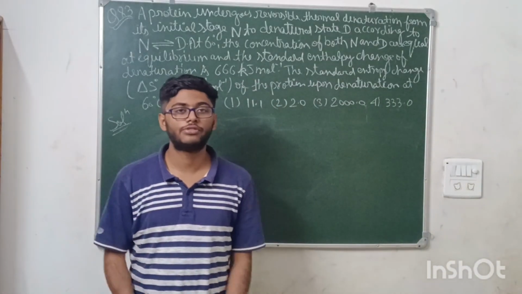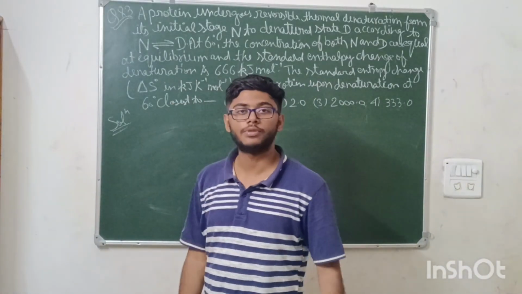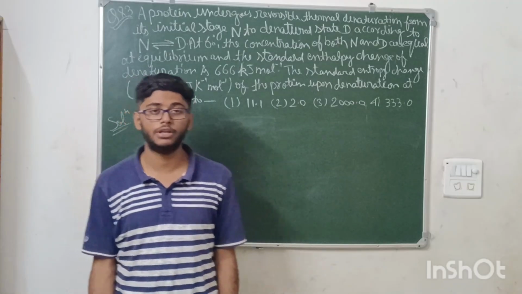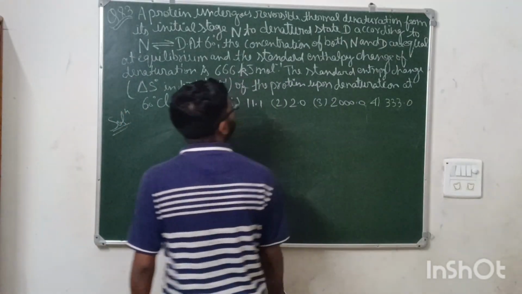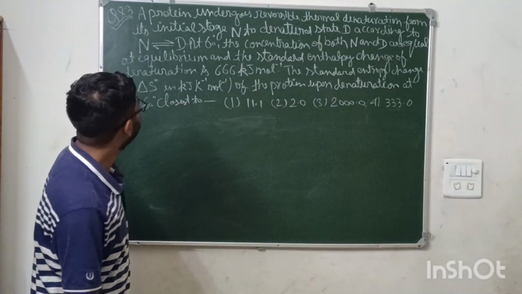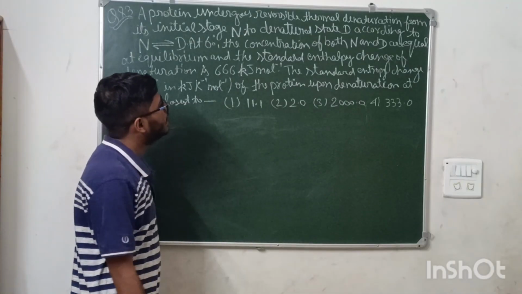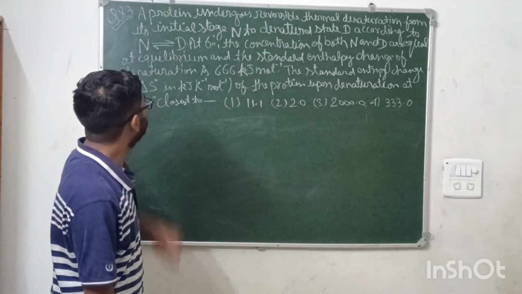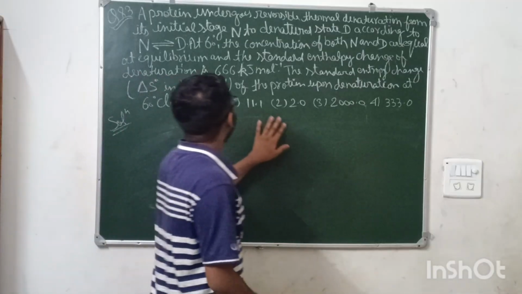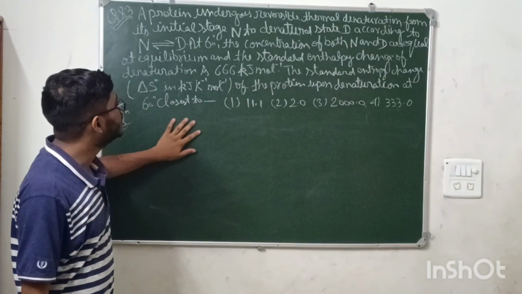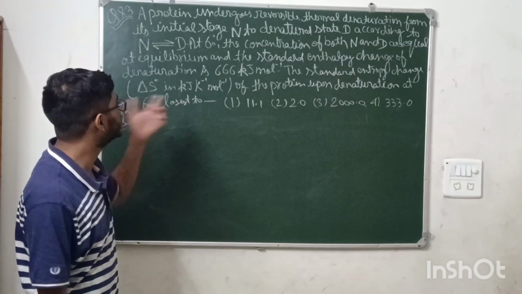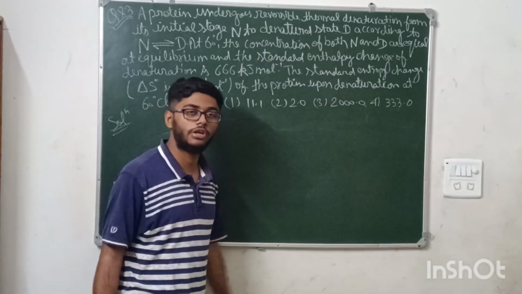Okay guys, moving on to the next question, number 83. This is from the chapter Chemical Equilibrium. The question is saying a protein undergoes reversible thermal denaturation from an initial state N to the state D. According to this reaction at 60 degrees, the concentration of both N and D are equal at equilibrium. The standard enthalpy change is given, and you will tell the standard entropy change.